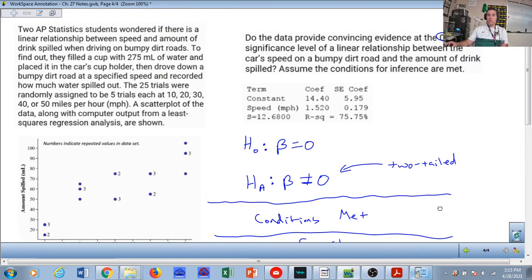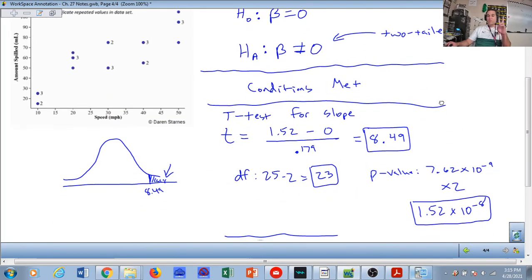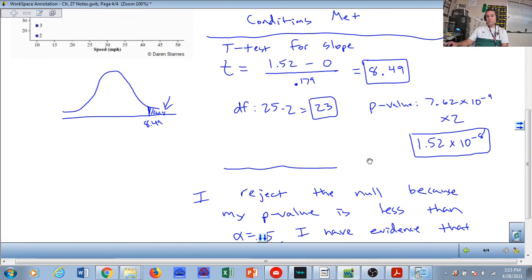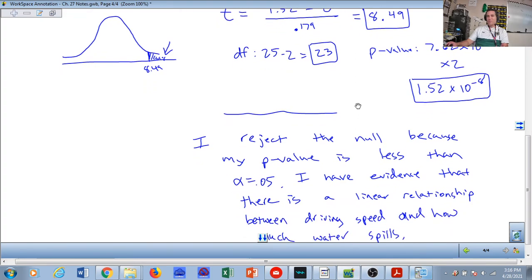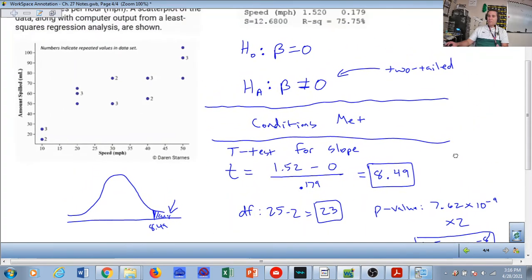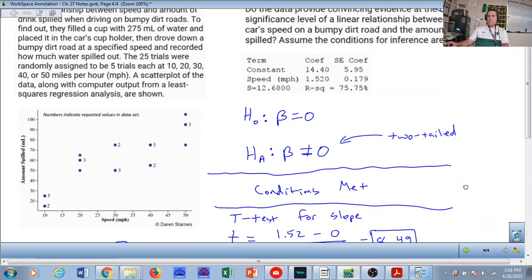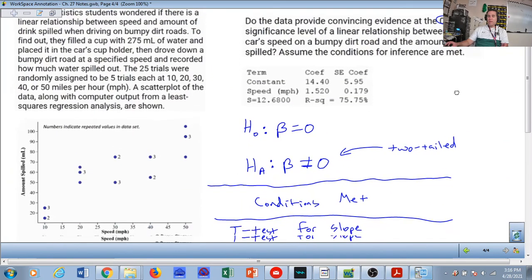But that is it. So hopefully that helps. You've now run 2 tests on t-test for slopes. Very straightforward. And we did 1 t-interval. So hopefully that helps. I should try to unlock some problems for you to practice.